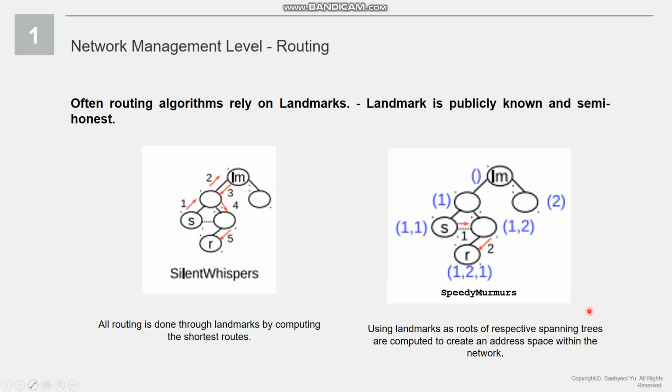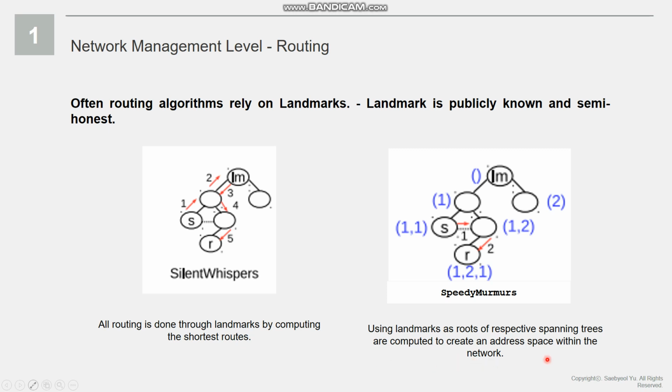In existing solutions, the authors say routing algorithms often rely on landmarks, but I disagree with the sentence because I found a lot of routing mechanisms that don't use landmarks. But in the case of Silent Whispers and Speedy Murmurs, which were published in NDSS, they use a landmark mechanism. The landmark node is publicly known, which means semi-honest. And in Silent Whispers, all routing is done through landmarks by computing the shortest route.